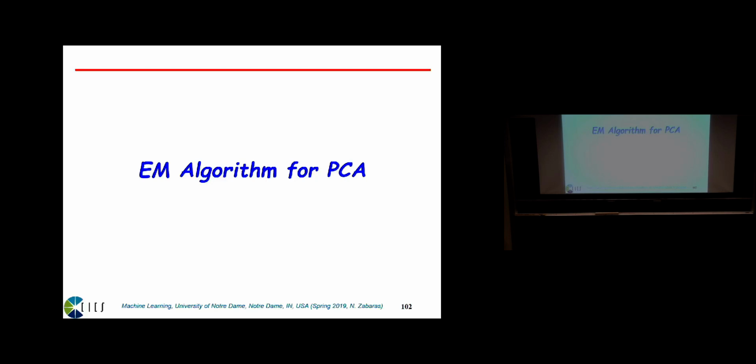So in the context of PCA, can you tell me what are the observable variables? Well, it's my data X. What are the latent variables? Z, the projection Z. That's the latent. For every X, there is a Z.